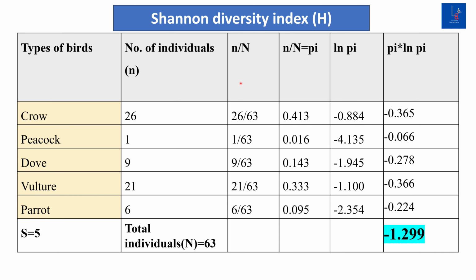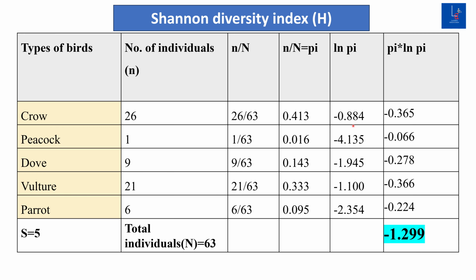The next step is we need to divide small n by capital N. That means for crow it is 26 by 63, for peacock it is 1 by 63, and so on. And the third step is the value we get after dividing small n by capital N, that is 0.413. It is known as pi. So we need to do this process for each bird species, and then we will get this data.